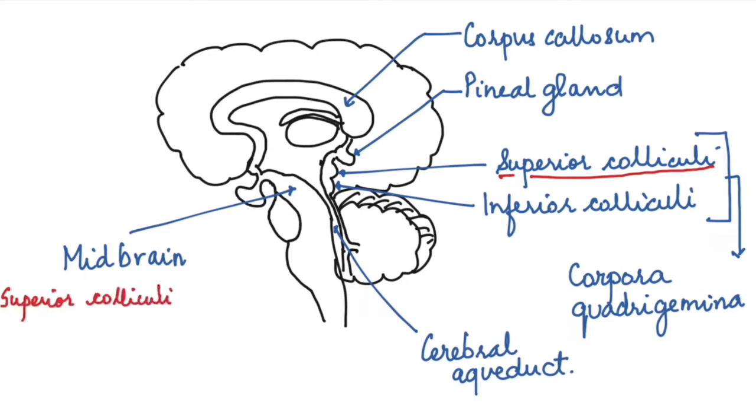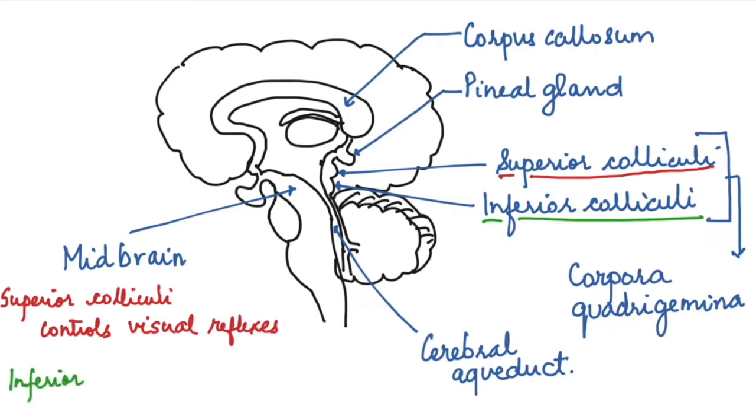which is called the cerebral aqueduct. The superior colliculi or the swellings on the upper side is responsible for controlling the visual reflexes. So this deals with all the visual reflexes of our body. The inferior colliculi, that is the swellings that are located to the lower side, are the ones that are involved in controlling the auditory reflexes of our body. So this is the structure of our midbrain.